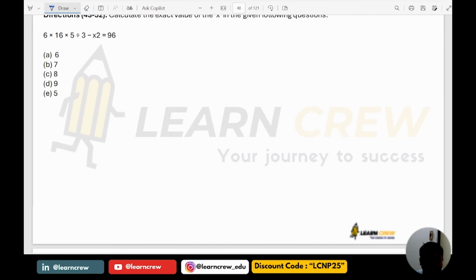Next, 16 into 10 minus 96 divided by... it is not x into 2, it is x square. So if you see here, 16 into 10 is 160. 160 minus 96 is 64. So 160 minus 96 is x square. So x square is 64 and x is 8.